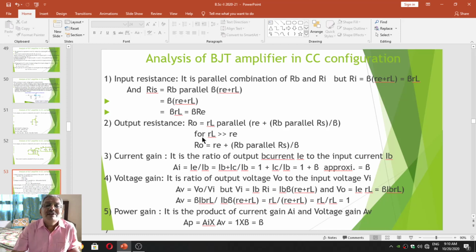Output resistance Ro is RL parallel to Re plus Rb parallel to Rs upon beta. For RL greater than Re, we can write Ro is equal to simply Re plus Rb parallel to Rs upon beta. So this is the output resistance which is obtained from that equivalent circuit.